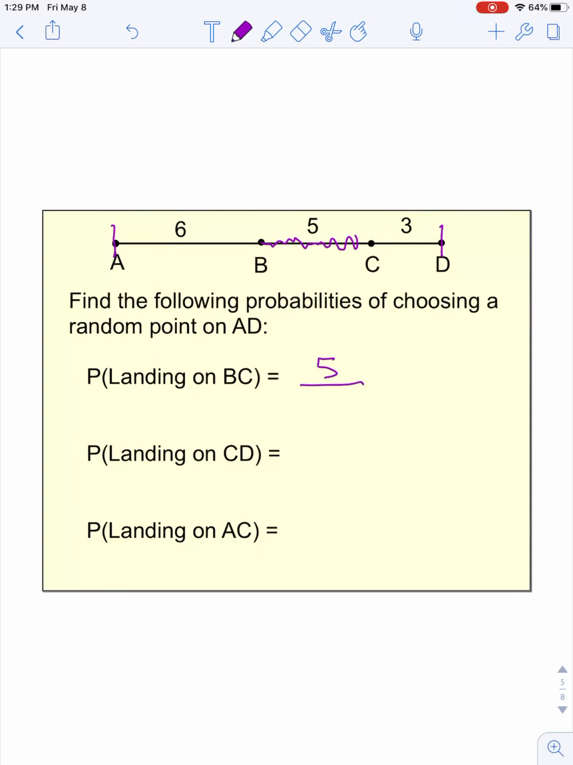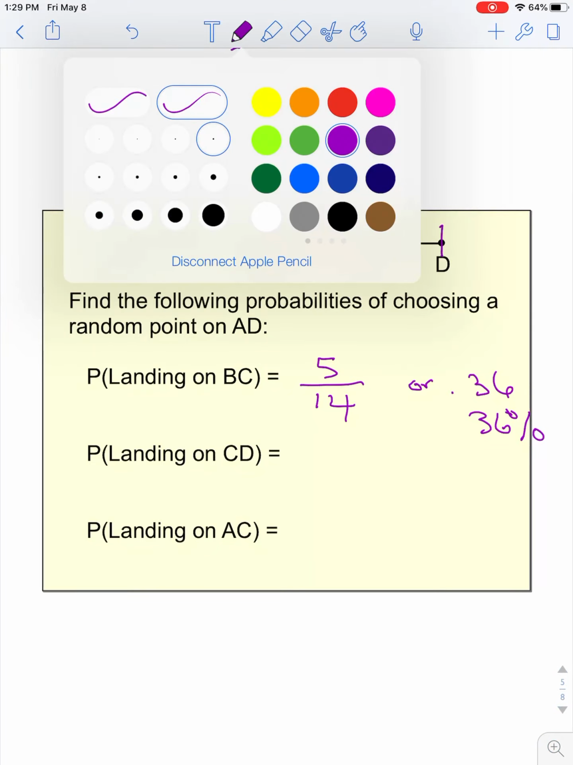That's 5. What's the total length where it could land? Well, that's 6 plus 5 plus 3, or 14. So the probability is 5/14. And we can leave it like that, or we can divide it, or we can give it as a decimal or a percent. So now what's the probability that it lands on CD?